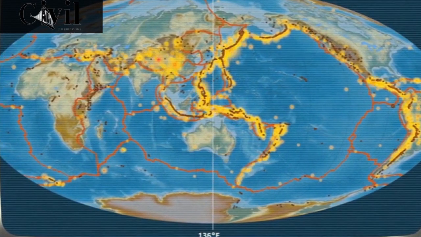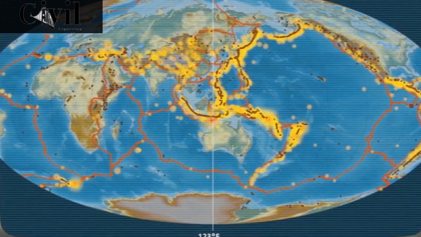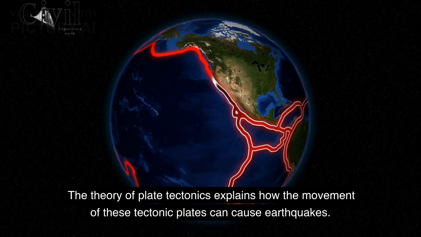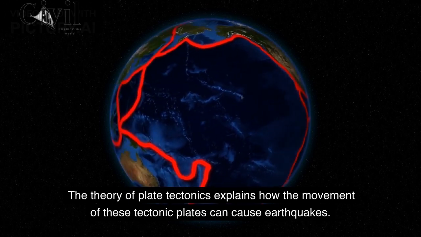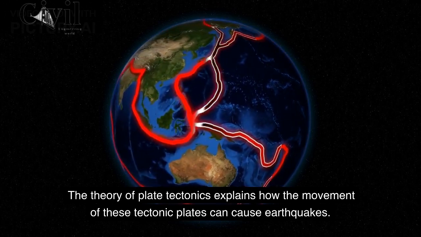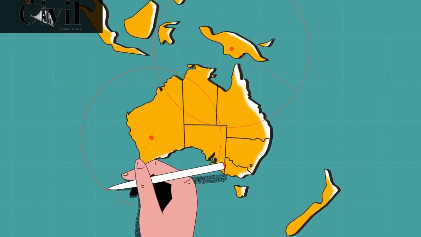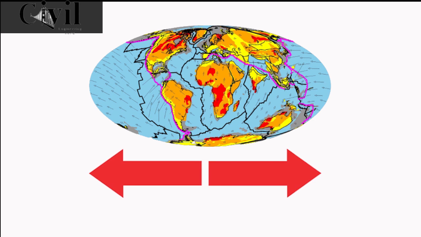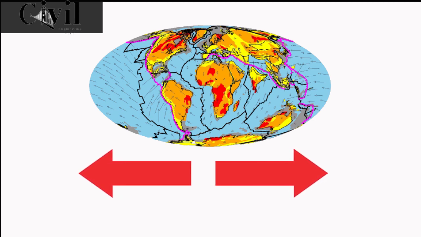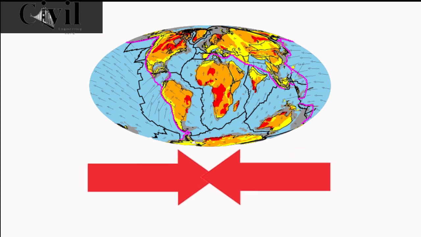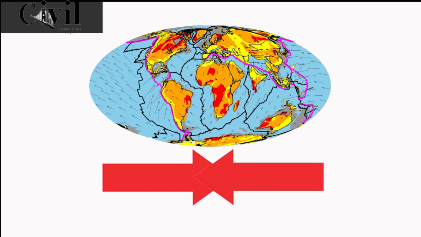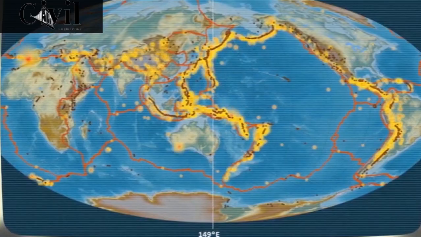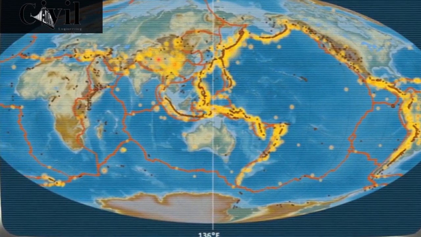These plates are constantly moving and they can interact with each other in different ways. The theory of plate tectonics explains how the movement of these plates can cause earthquakes. When two plates meet, they can either move away from each other, or they can move towards each other, and the third possibility is that they slide past each other. It is at these boundaries that most earthquakes occur.